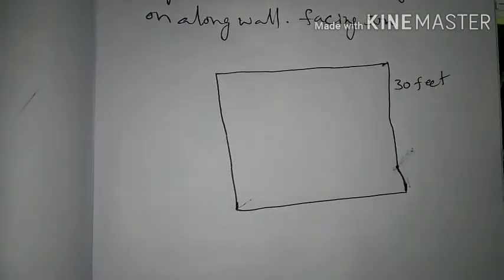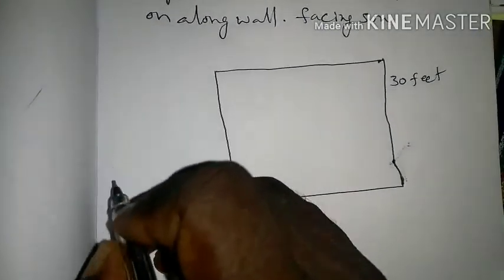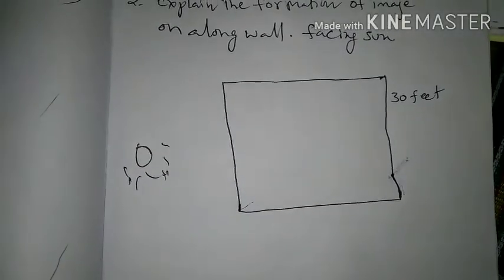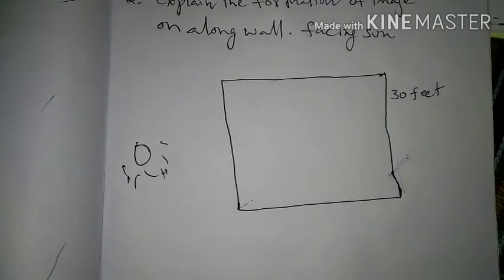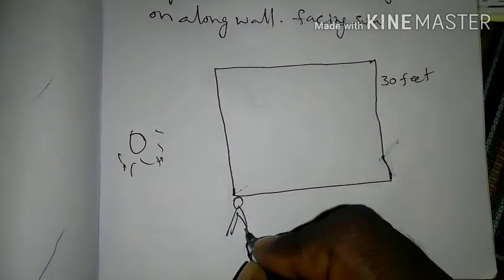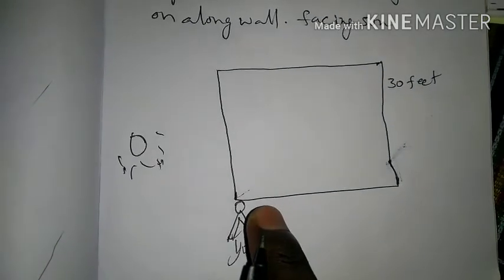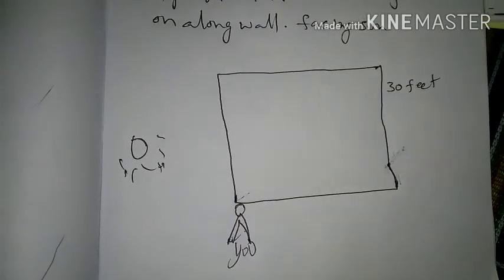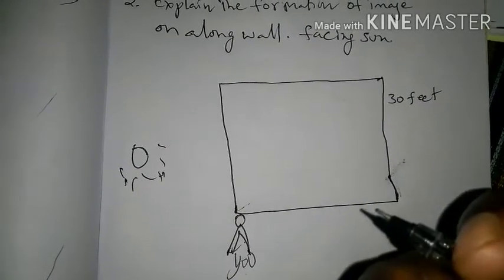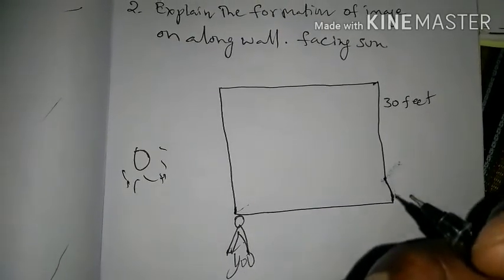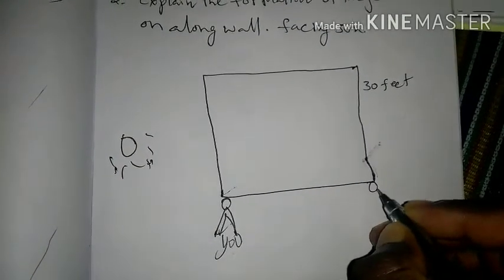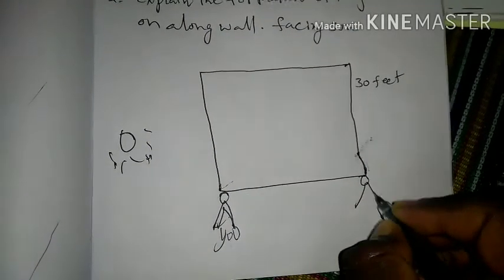After that, facing the sun, you go to one end of the wall and ask your friend to bring a bright metal object, a mirror, near the other end of the wall.